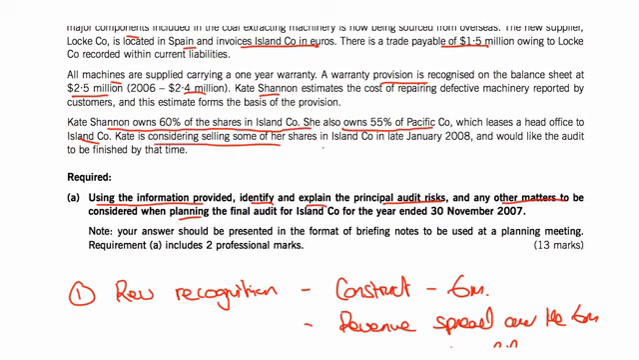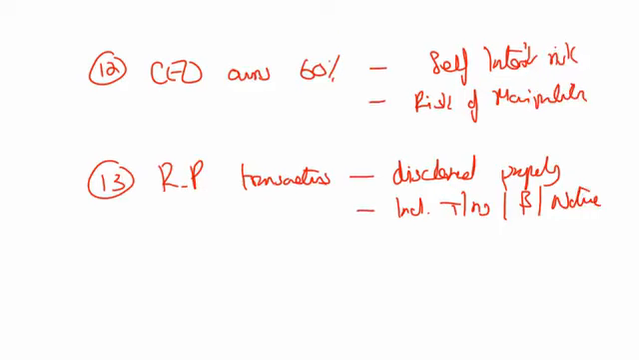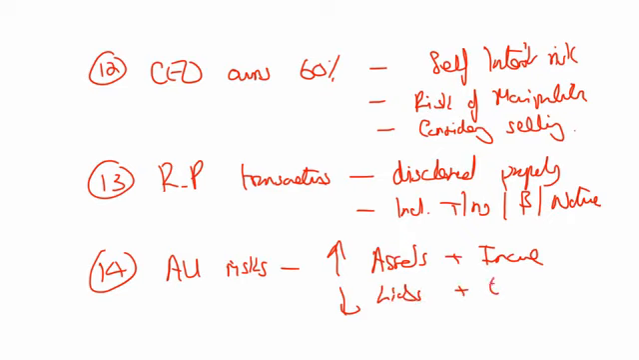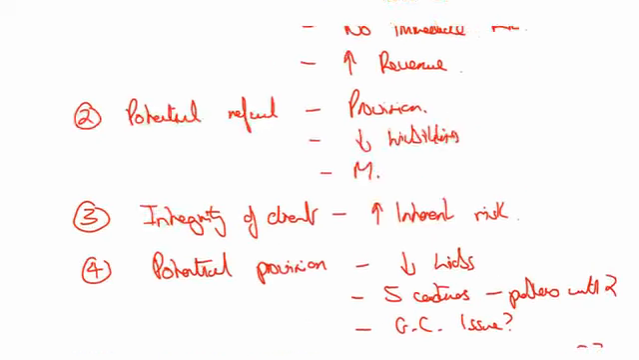Keep going. And Kate is considering selling some of her shares. So definitely then. Risk of manipulation, particularly as considering selling. And then when you look at it all, it's all going one way, isn't it? So, point number 14, all risks seem to be the overstating of assets and income and the understating of liabilities and expenses. So that would make us worry more about Kate Shannon's involvement.